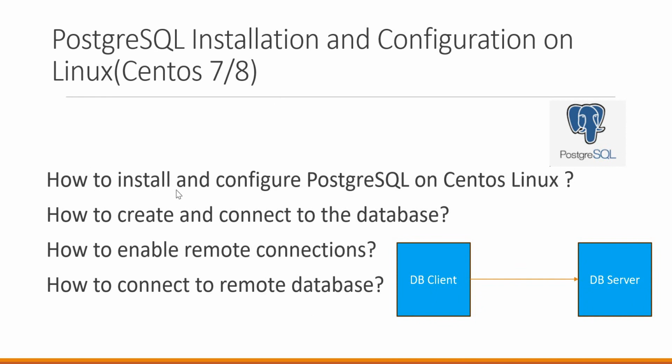As part of this, we'll see how to install and configure the PostgreSQL server, and then we'll see how to create a database in the server and how to connect to the database in the same machine. And then we'll try to enable the remote connections in the DB server so that the clients from different machines can connect to that server, and finally we will see how to connect to your database in the DB server from a client which is in a different machine.